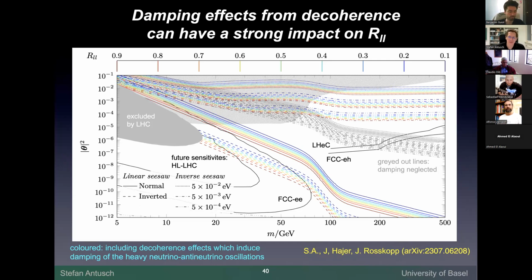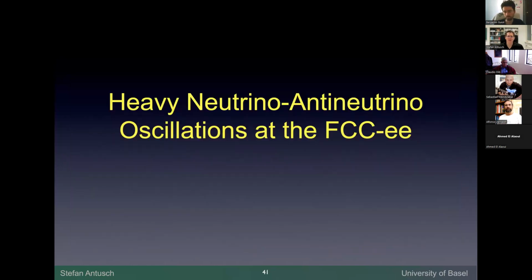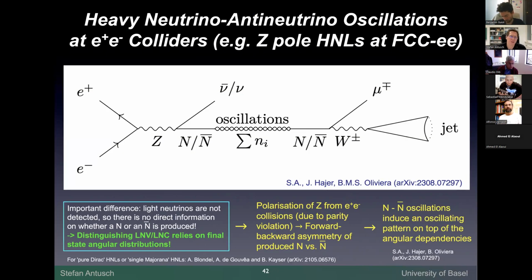Okay, good. So then maybe briefly, I would like to talk about another topic: heavy neutrino-antineutrino oscillations at the FCC-ee. So far we've discussed the oscillations when you produce the heavy neutral leptons together with a W, from a W and a charged lepton. But at the FCC-ee, at the Z pole, the situation would be different. You would produce them from a Z together with a light neutrino.